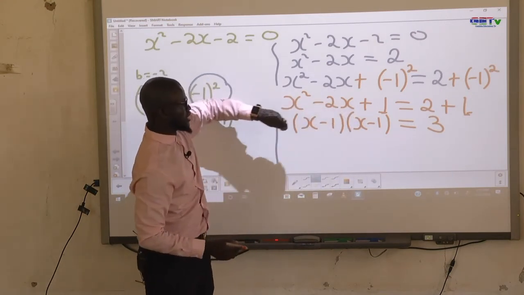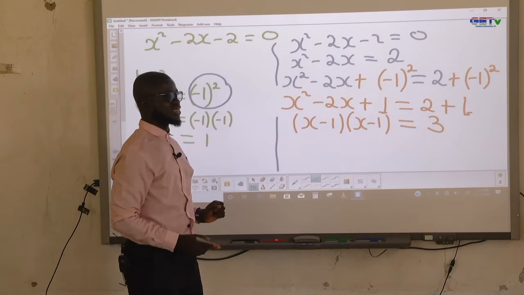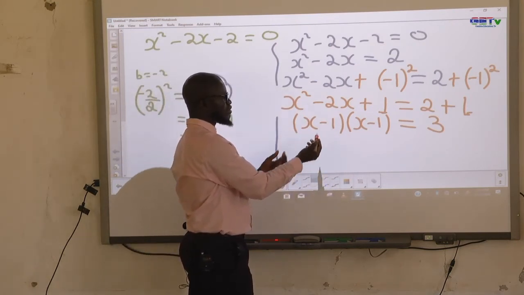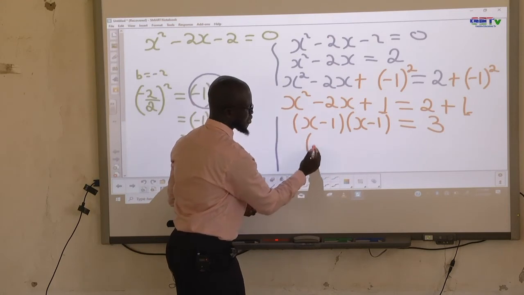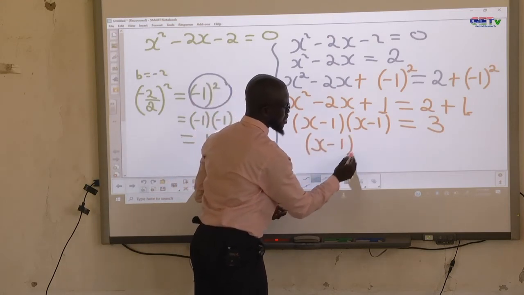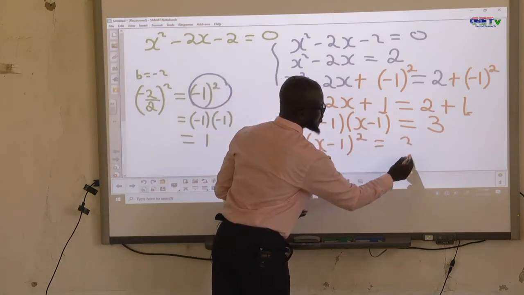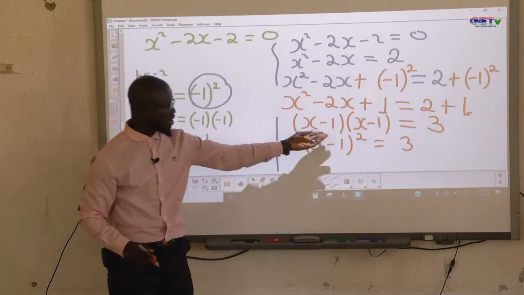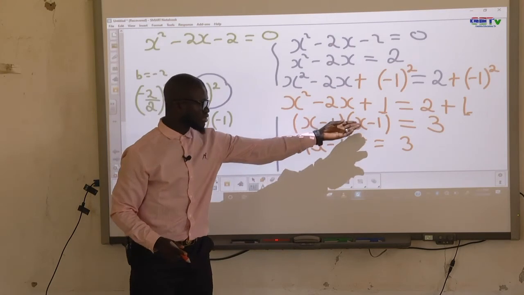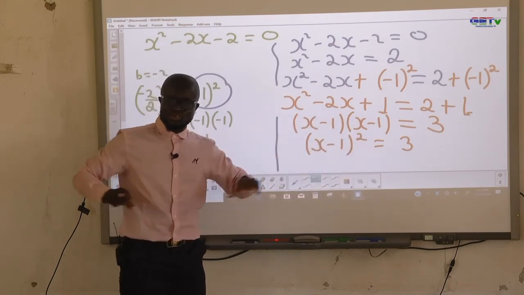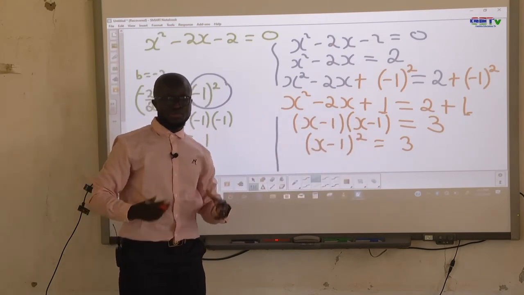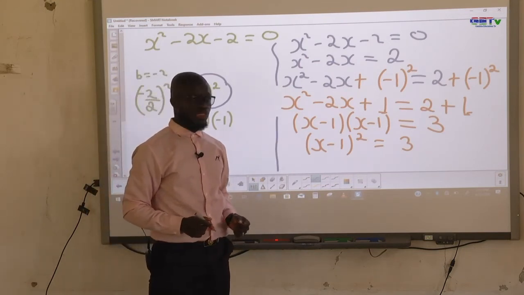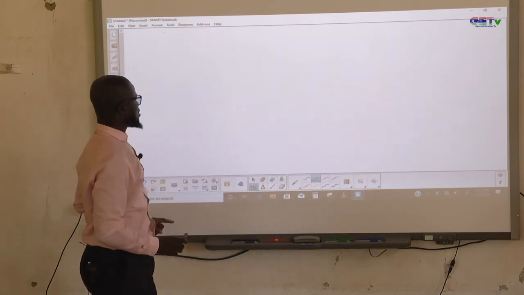Now, with this binomial quadratic expression on the left hand side, we also have the same way of writing this as x minus 1 all squared equals to 3. Are they not the same? Why this square here? Because we have two brackets and they are set to multiply. And multiplying, remember, a number by itself could always yield what? A square.